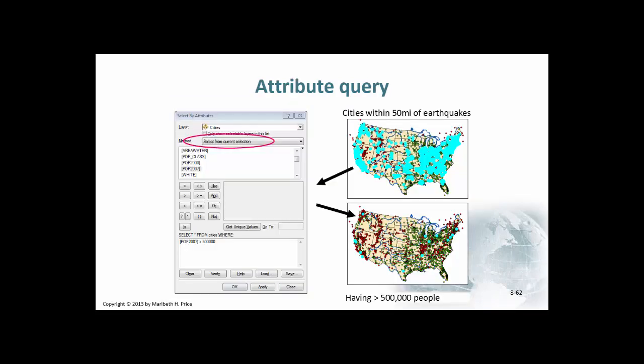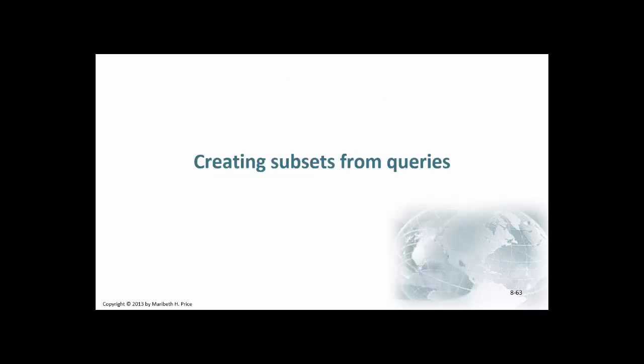The population data is stored in the attribute table, so we must select by attributes next. The method is very important here because we only want to search through the previously selected cities. The method in this case must be select from current selection. The criteria is population greater than 500,000. The results are the cities that should receive the funding.